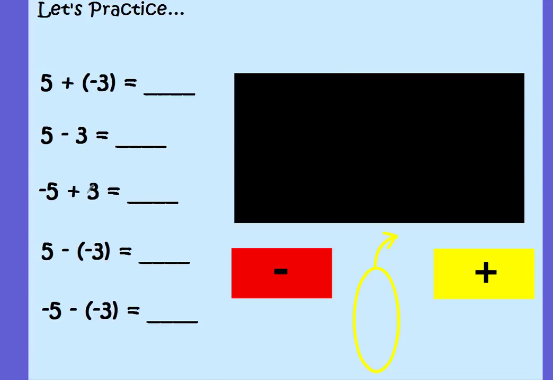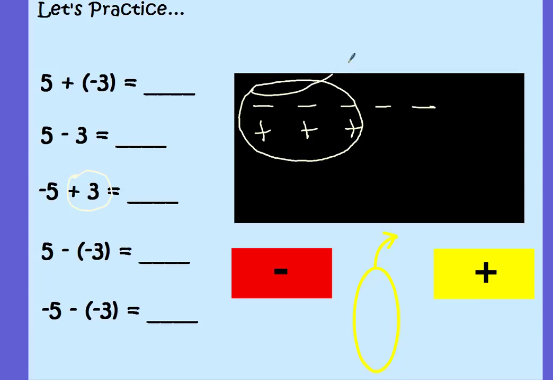Okay, our third one is -5, so we want 5 negatives. 1, 2, 3, 4, 5. And we're going to combine that with 3 positives. So I'll start my second line, 1, 2, 3. When you keep them lined up, it's really, really easy to see your 0 pairs. We have 3 0 pairs, so I'm going to loop it, pull it out, and I'm left with 2 negatives. So -5 plus 3 equals -2.